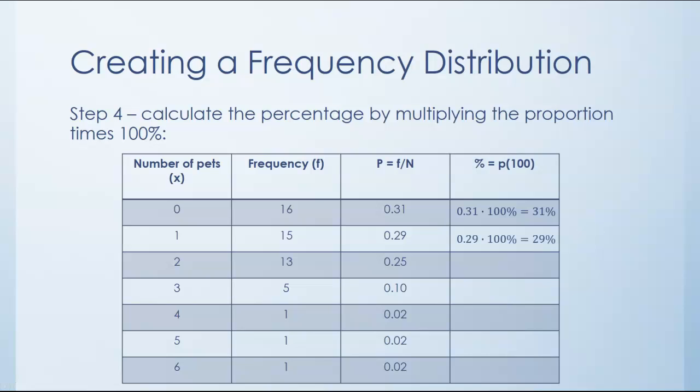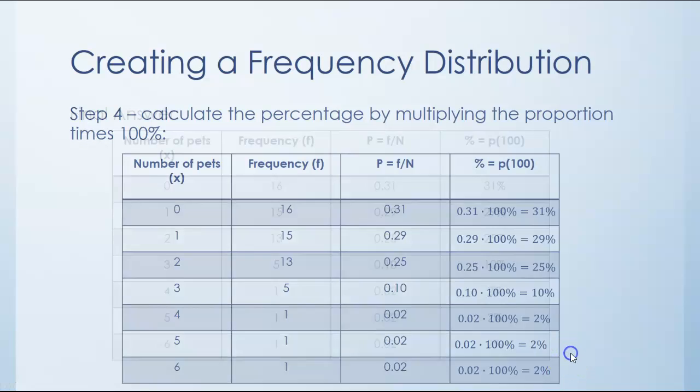For 1 pet, 29% of the households have 1 pet. For 2 pets, 25% of them have 2 pets. For 3, 10% have 3 pets. And for 4, 5, and 6, we all get 2%. Again, the other cool thing is if I add up all of these percentages, the 31, 29, 25, 10, 2, 2, and 2, I should get 100%, because I am talking about all of the households we surveyed.